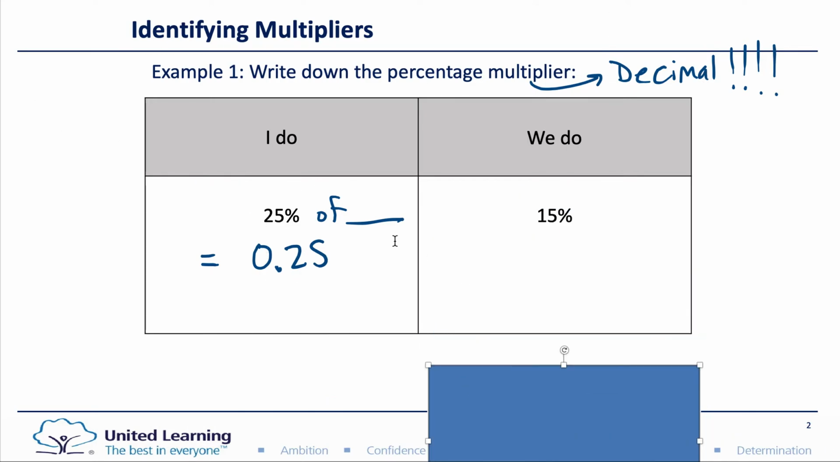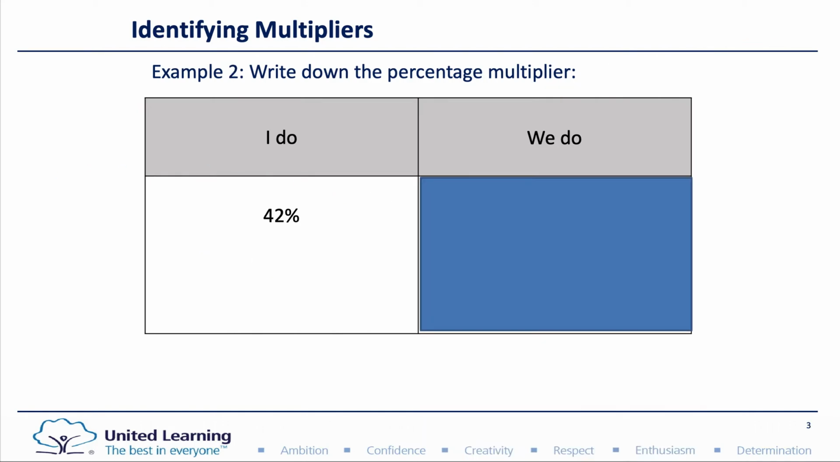What would the multiplier be for this one then? Okay, perfect. Hopefully you were thinking, okay, well then this one must be 0.15, and you'd be correct. That's perfect. Okay, let's try one more. I want to find 42% of something, which means I'm going to be multiplying by its decimal. So I'd be multiplying by 0.42, and that would get me 42% of whatever it is.